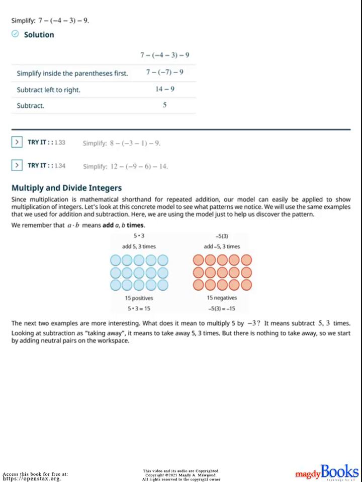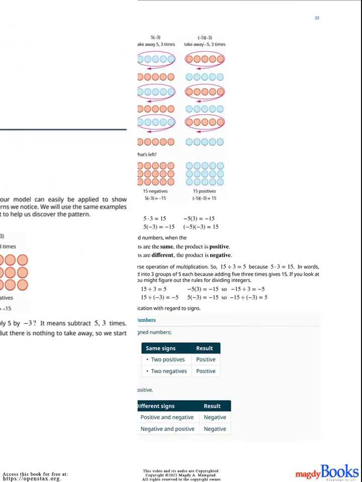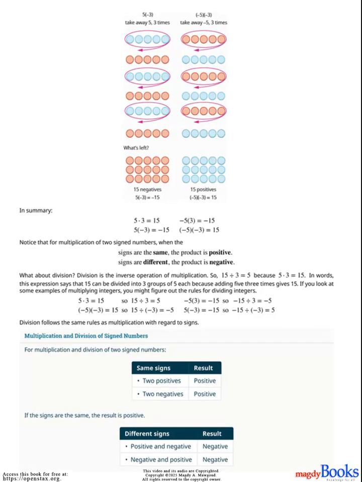The next two examples are more interesting. What does it mean to multiply 5 by negative 3? It means subtract 5, 3 times. Looking at subtraction as taking away, it means to take away 5, 3 times. But there is nothing to take away, so we start by adding neutral pairs on the workspace. 5 times negative 3: take away 5, 3 times. What's left? 15 negatives. 5 times negative 3 equals negative 15.